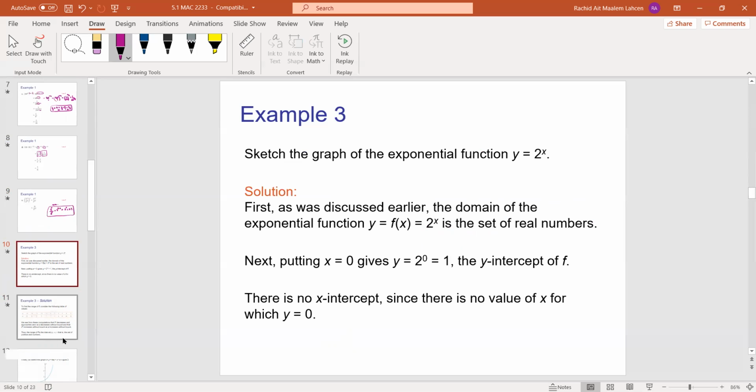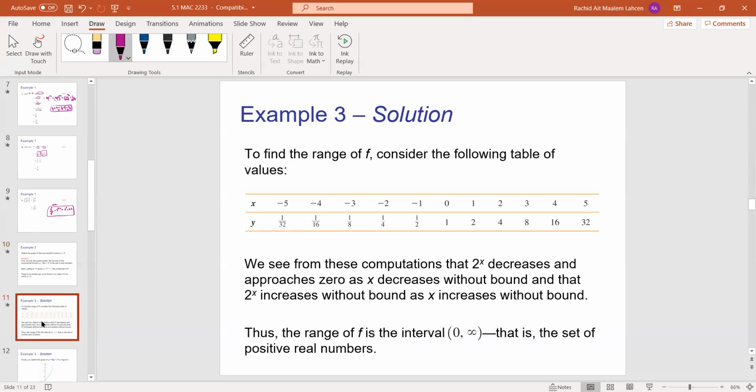So if we want to sketch this 2 power x function, we're going to use some points. Let's take 0. We have the domain negative infinity to infinity, so we can try 1, 2, 3, 4, 5, negative 1, negative 2. For the values here, 2 power 0 will give you 1, 2 power 2 will give you 4, 2 power negative 1 will give you 1/2, and so forth, right? So then you get the points.